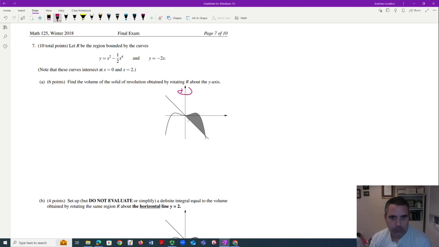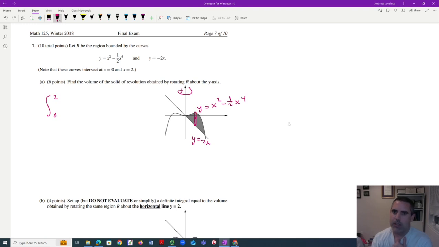Step one, I'm going to label a random x here, and then I would like to label everything else. Now it's a little small, but this y value must be this function, x squared minus 1/2 x to the fourth, and this y value down here should be negative 2x. And if I just knew where they intersect, it told you where they intersect, 0 and 2, I should realize that I want to use x.